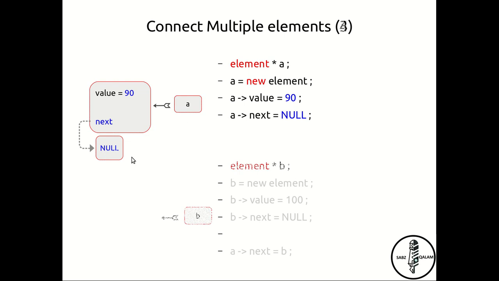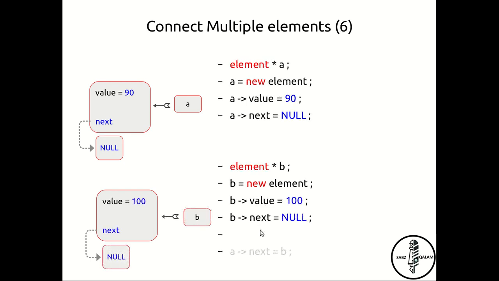You can do the same thing with B. So B is a pointer that can point to element. B has been assigned as new element, allocates within a memory a portion equal to the size of the element, and B now points to it. In other words, it stores the address of this entire location. And then you can initialize the value and next variables of this element, where value has been initialized to 100 and next now points to null.